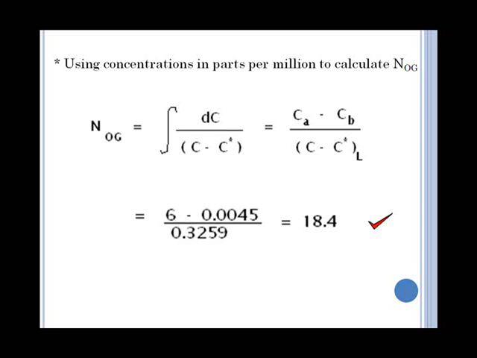If we wish to calculate the tower height of the column, we must first obtain the height of each transfer unit, or H. Then we will multiply H with our obtained value of 18 for the number of transfer units, and we will obtain the total height of the tower. This ends our report for the packed tower design.